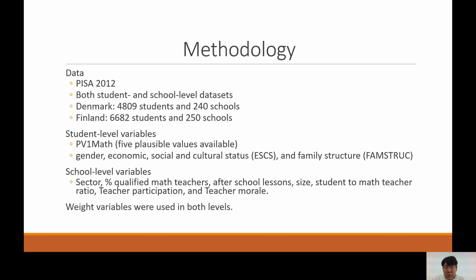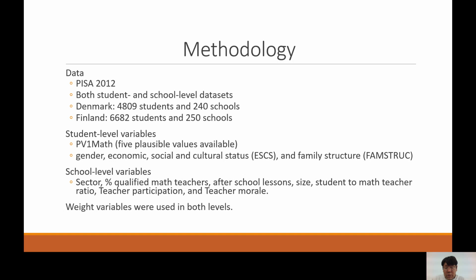So the percentage of qualified math teachers, and after school lesson, whether they have after school lessons, and school size, and student to math teacher ratio. So how many students are taught by a single math teacher? So student teacher ratio, and teacher participation and teacher morale. So these last two, teacher participation and teacher morale, were our research interest. So variables of interest.